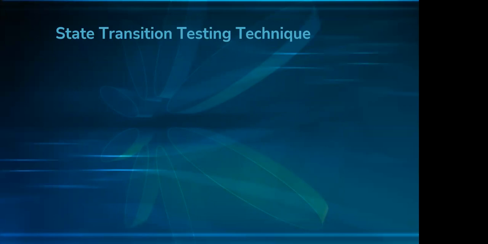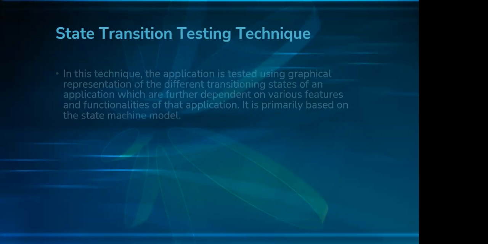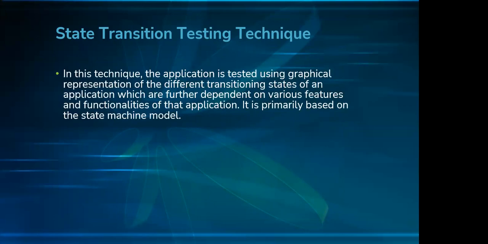That takes us to the second to the last one, which is mainly the final one here. So state transition. State transition testing table. In this technique, the application is tested using a graphical representation of different transitioning states of an application, which are further dependent on various features and functionalities of the application. It is primarily based on the state machine model.